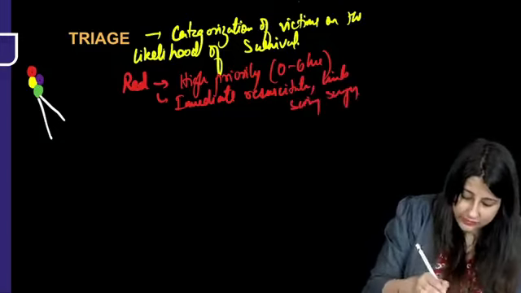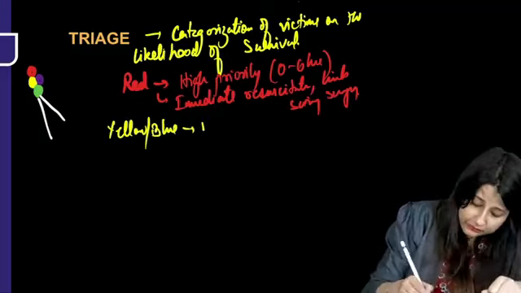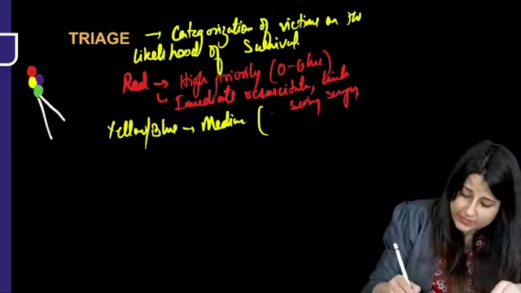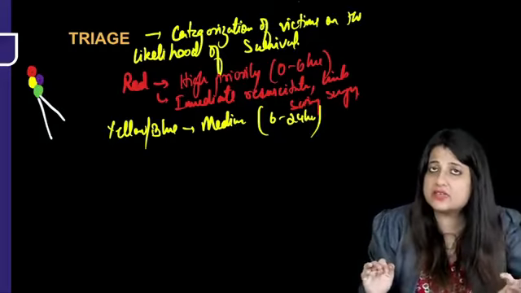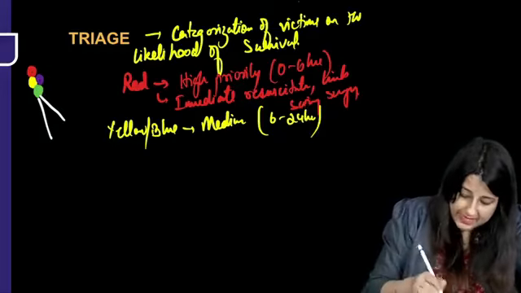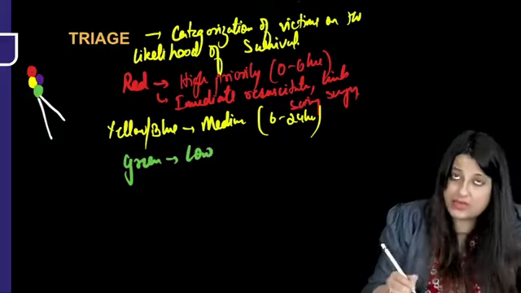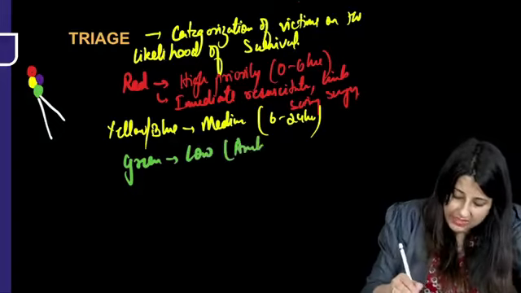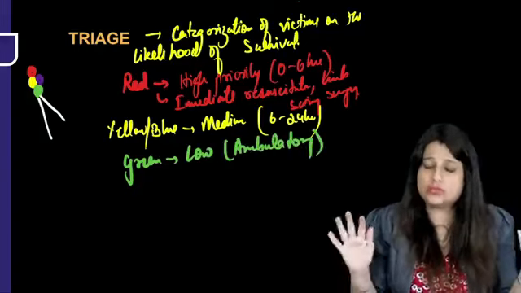After that comes, can you see over here, yellow, or you could also say blue. After high, what is the priority? Medium. The person can wait up to 24 hours. Surgery is needed, but can wait up to 24 hours. Then comes your green. So green is which priority? Low priority. Why? Because they are ambulatory. Ambulatory means they are moving about. So that is okay.